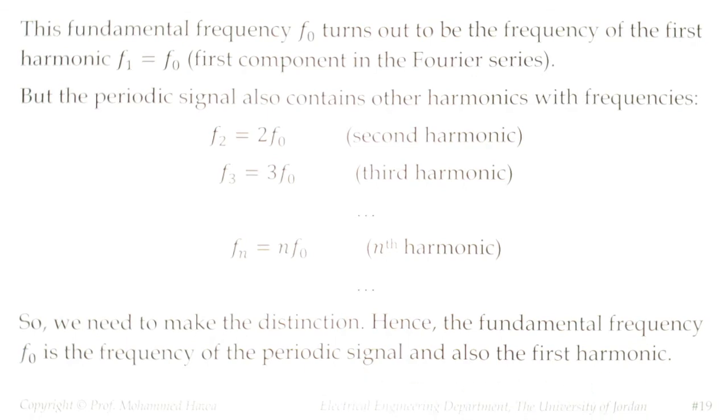Other harmonics have frequencies that are multiples of the fundamental frequency, where the fundamental frequency F0 is 1 over the fundamental period T0. I say the same thing, by the way, for angular frequency. For the nth harmonic, the frequency omega n is equal to n times omega naught, where omega naught is the fundamental frequency in radian per second.